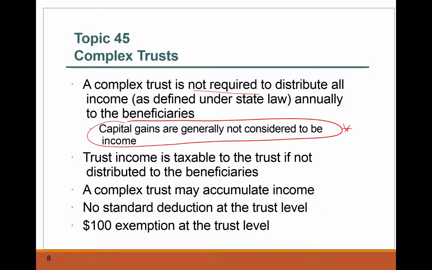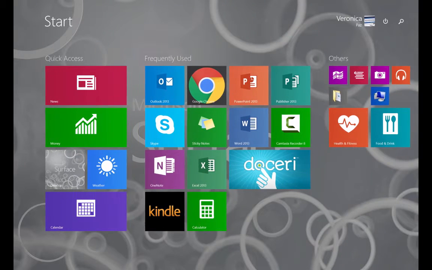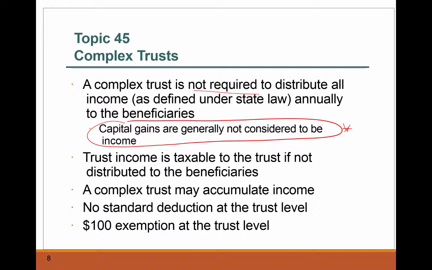So now in this situation, a simple trust, we had everything go out. All the income went out to the beneficiaries and they were taxed. Now, in a complex trust, if it is not distributed, then the trust income is taxable to the trust. And you can also accumulate income in the complex trust. There's no standard deduction at the trust level.